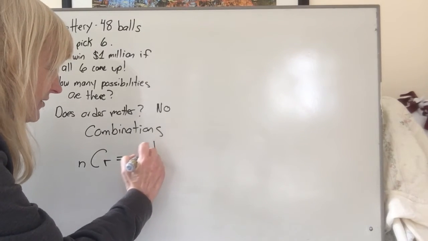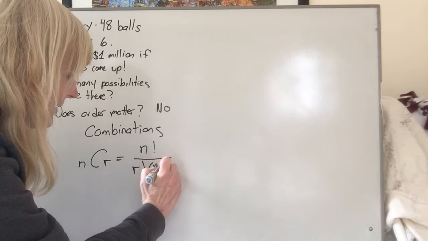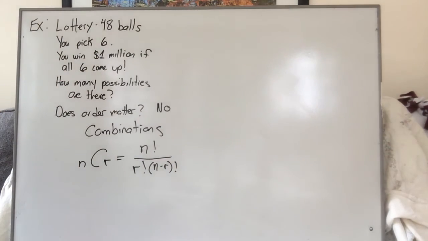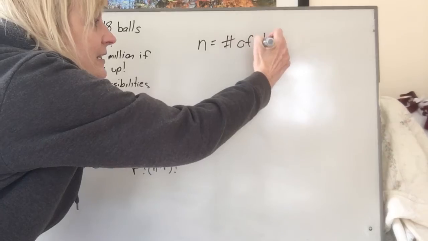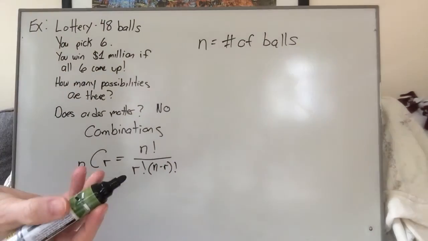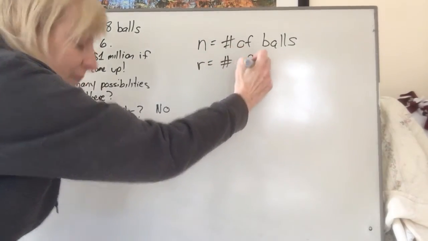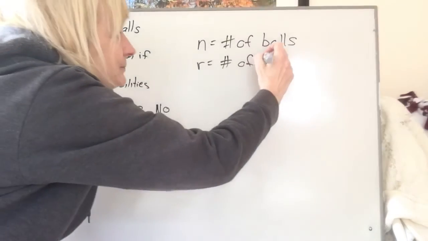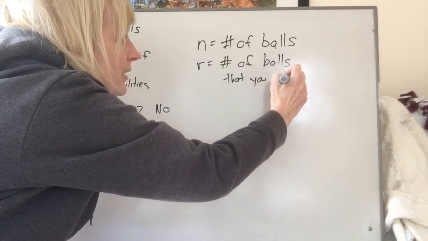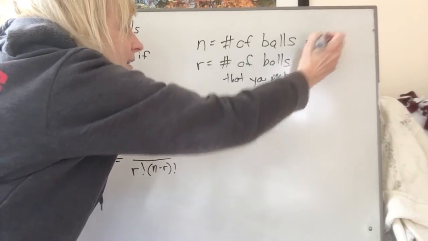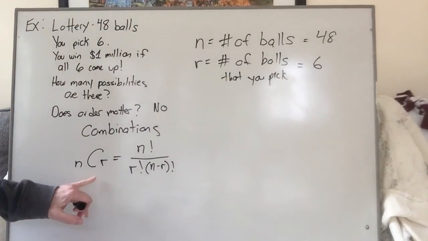It has N factorial over R factorial times (N minus R) factorial. What the heck is this? Well, N is just the number of balls, or the number of numbers that we're picking from. R is the number of balls that you pick. So, okay, N is the number of balls. There's 48. How many are we picking from that 48? 6. So now all you've got to do is plug into this crazy looking thing.